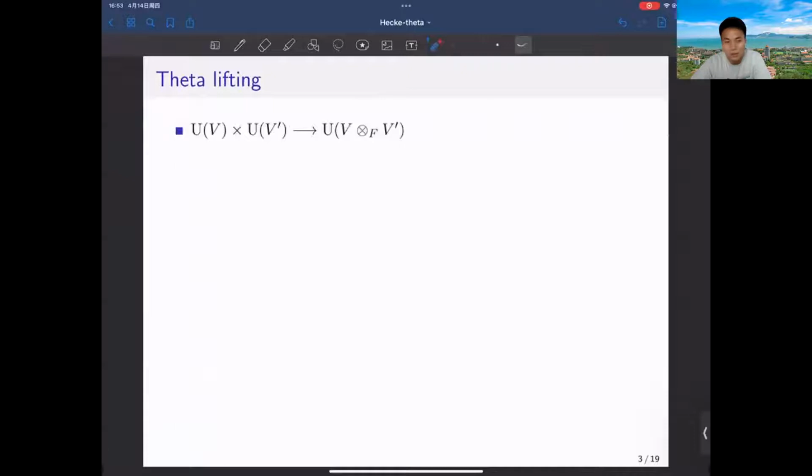Right, we are talking about theta lifting, but if you look at the definition of theta lifting over the finite field, it's quite confusing at first sight.